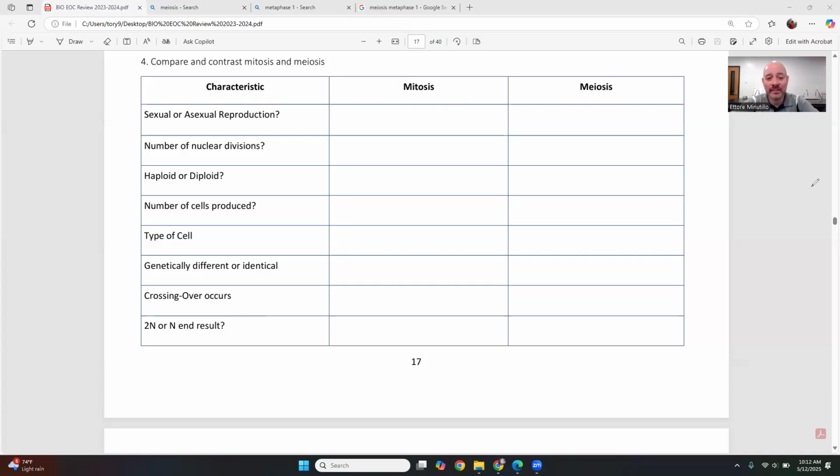So mitosis and meiosis. The first, they ask sexual or asexual reproduction. Sexual involves two parents. Asexual involves one thing copying itself. Mitosis is about taking a body cell and having it produce another copy of that same exact body cell. So this one is going to be asexual.